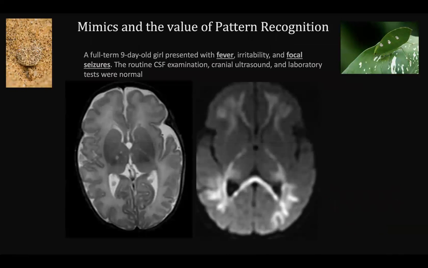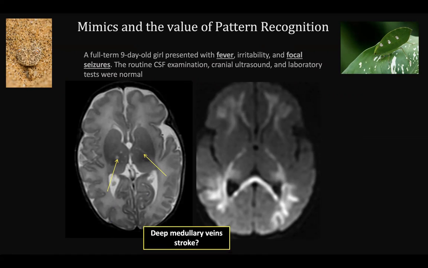There are some mimics. I want to stress this case of a 9-day-old presented with fever. So this is infection, most likely, irritability, focal seizure. Look at this diffusion restriction bilateral along the course of the deep medullary vein with prevalent degeneration, much less evident in T2, just probably some areas of abnormality in the pons.